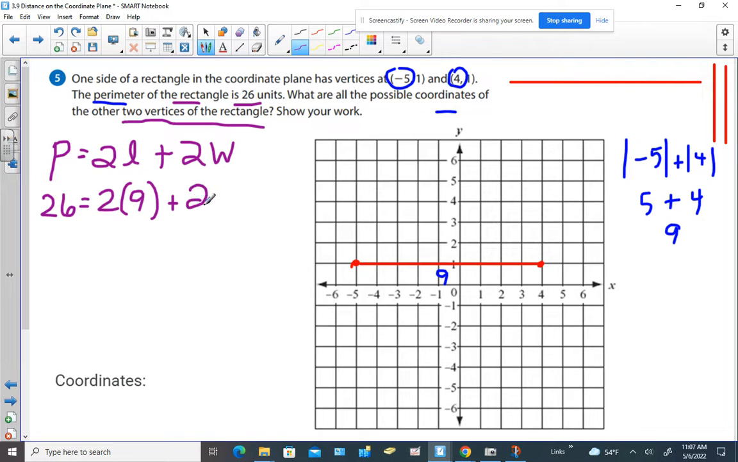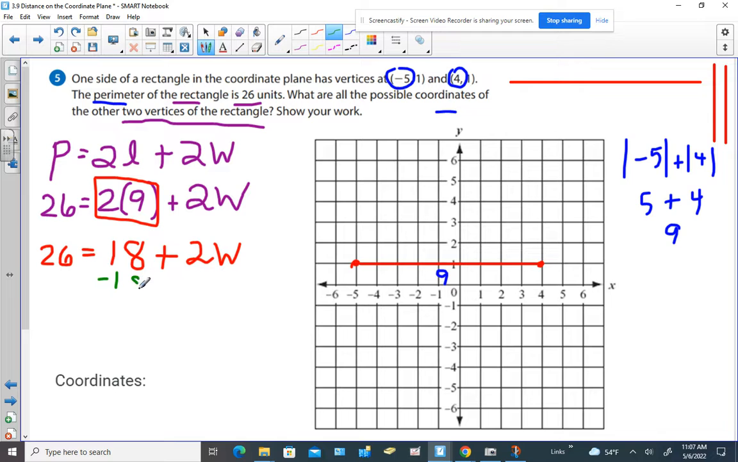So let's finish solving this. To simplify, we'll go ahead and do 2 times 9, which would be 18. And let's write everything that we have left. So we'll copy the 26. 26 equals this plus this, 2w. All right, next, we're going to undo this. The opposite of adding 18 would be to subtract 18. Let's subtract it from both sides of the equation to keep it balanced.